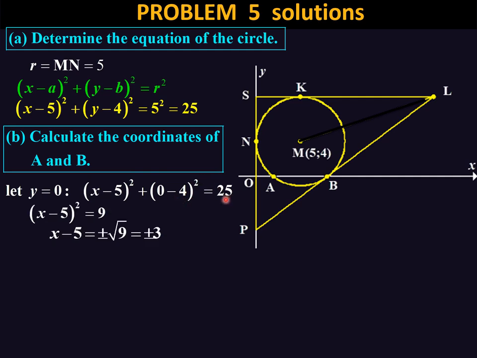I get 9. So x minus 5 is plus or minus 3. And then I get two values, 3 plus 5, which is 8, and negative 3 plus 5, which is 2. Now, which one is the A and which one is the B? A comes before B, so A will be the 2. So that's 2 and 0.